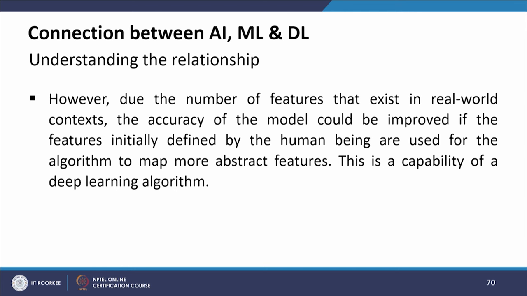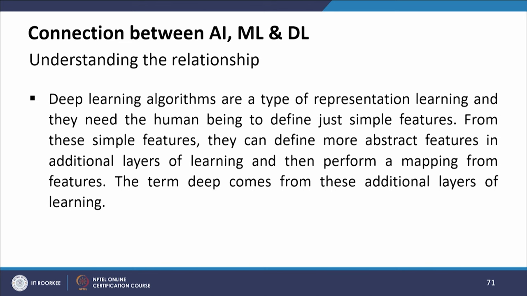However, due to the number of features that exist in real world contexts, the accuracy of the model could be improved if the features initially defined by the human being are used by the algorithm to map more abstract features. This is the capability of deep learning algorithms. Deep learning algorithms are a type of representation learning, and they need the human being to define just simple features. From these simple features, they can define more abstract features in additional layers of learning and then perform a mapping from features. The term deep comes from these additional layers of learning.